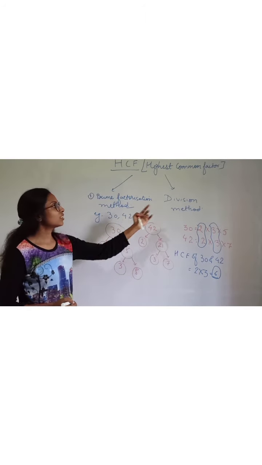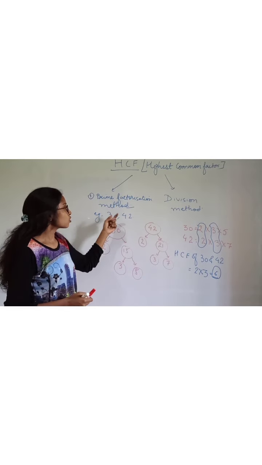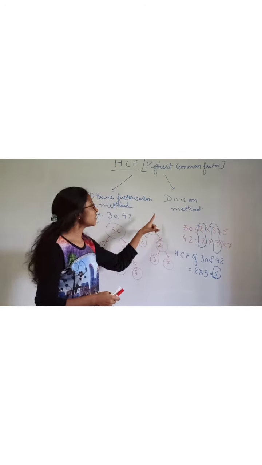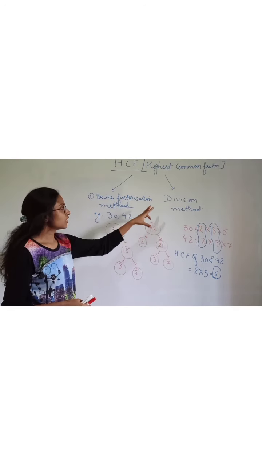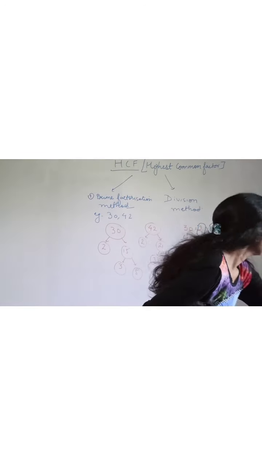Now if we talk about the division method. If we find out the HCF using this method, the HCF should be the same as when we find it through the prime factorization method. So I will show you the same question with the help of the division method. The HCF will be 6 only. So let's do it.